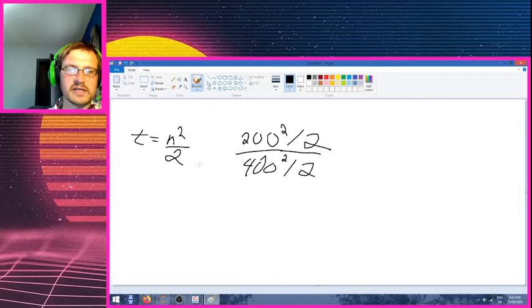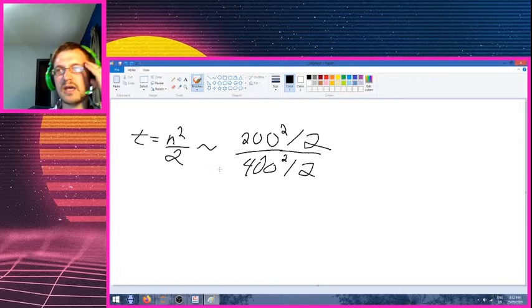I'm getting better at this, actually. That's a terrible squiggly arrow. That's better.